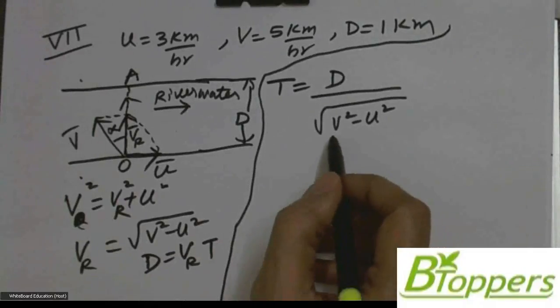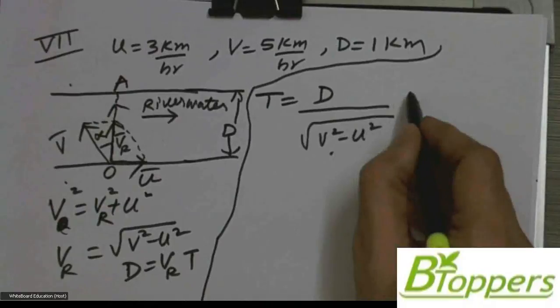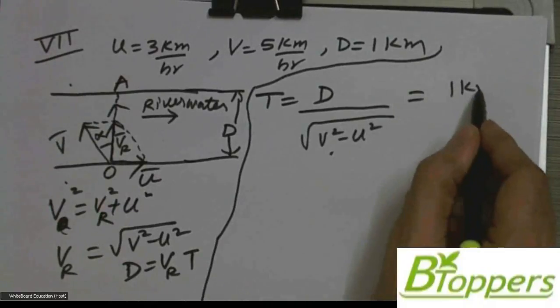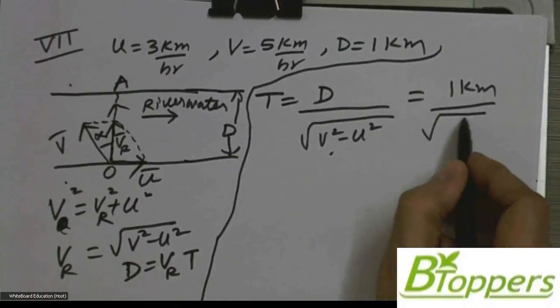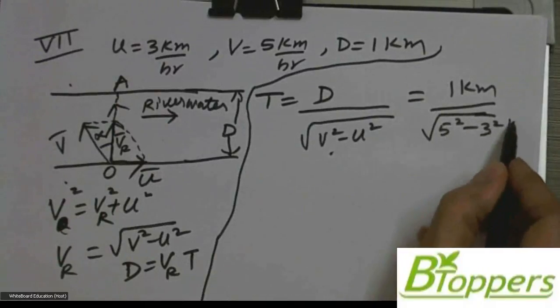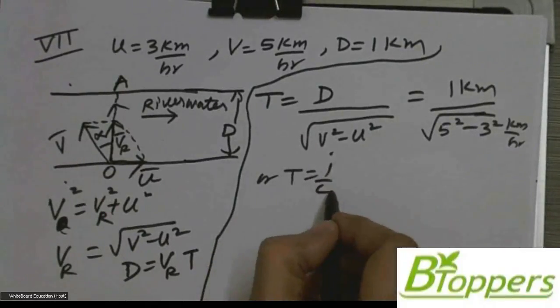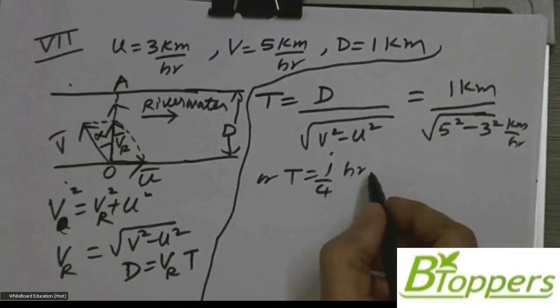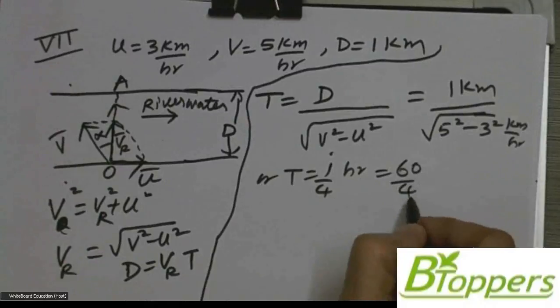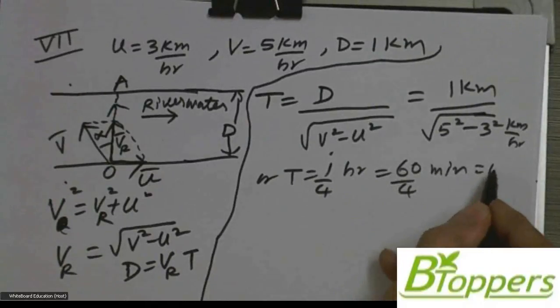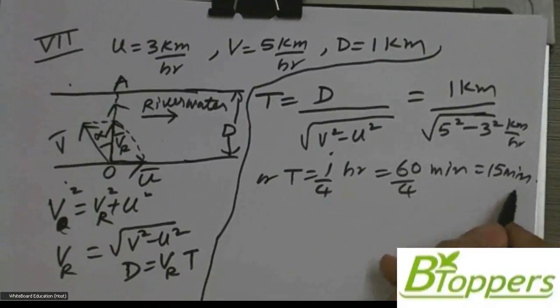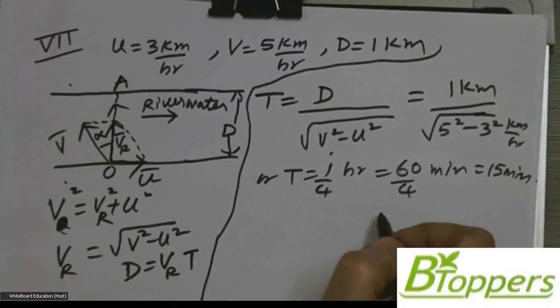But if the problem is given in multiple choice model, you can directly use the conclusion. Here D is 1 kilometer, V is 5 kilometer per hour, and U is 3 kilometer per hour. So you get T equal to 1 by 4 hour, that is 60 by 4 minutes or 15 minutes, is the time taken to cross the river along the minimum distance path.